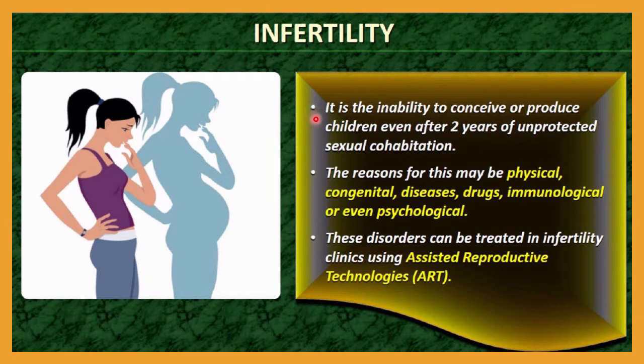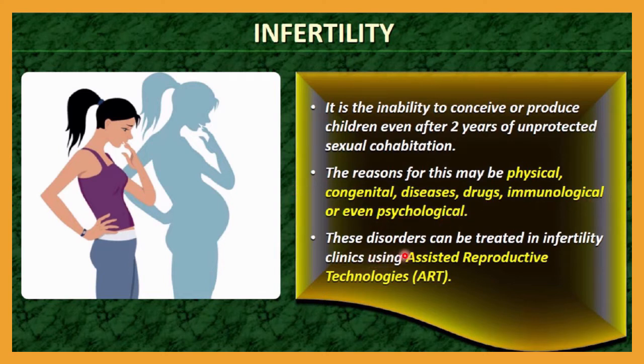Let me repeat the definition of infertility. It is the inability to conceive or produce children even after 2 years of unprotected sexual cohabitation. Even after 2 years, that is considered infertility. The reasons for this may be physical issues in both male and female, congenital, disease, drugs, immunological or even psychological. These may be the reasons.